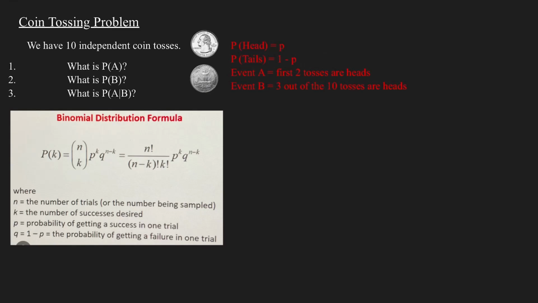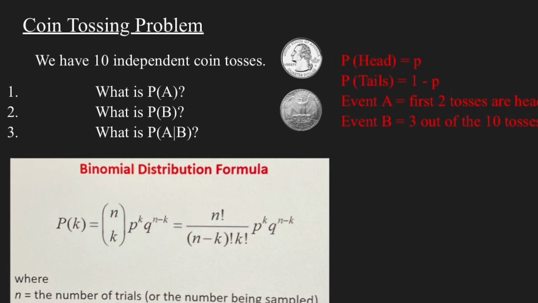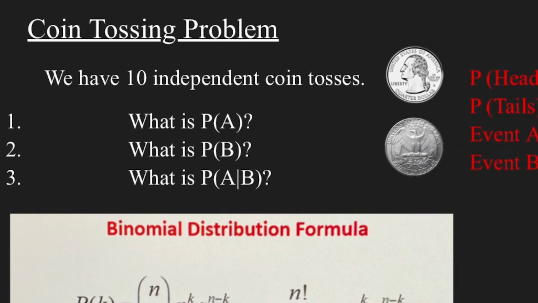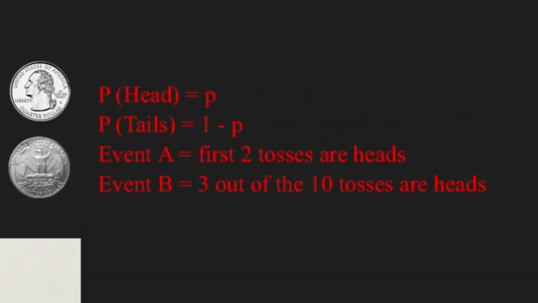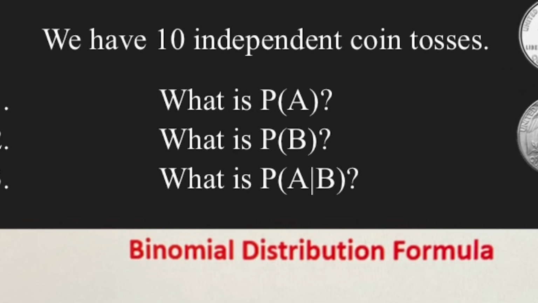In this section, we will be doing an example using what we learned from last section, binomial probabilities. The question is asking us, we have 10 independent coin tosses, and we're given that the probability of heads is p, and the probability of tails is 1 minus p. Event A states the first 2 tosses are heads, and event B states 3 out of the 10 tosses are heads. The questions we are asked are: what is the probability of A, what is the probability of B, and what is the probability of A given B.